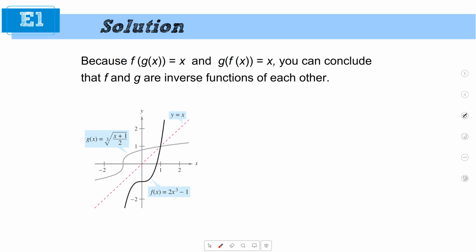Let's suppose there's a point on this gray function labeled (a, b). If I reflect the point (a, b) over the line y equals x, I'll end up over here, because again, they're reflections. What's the coordinate of that second point?